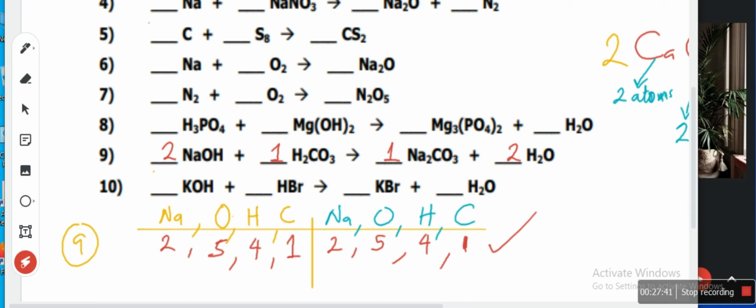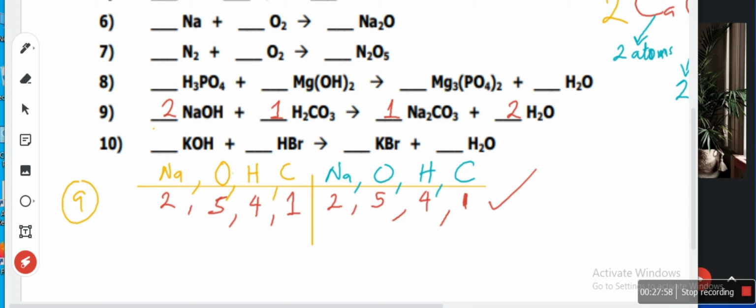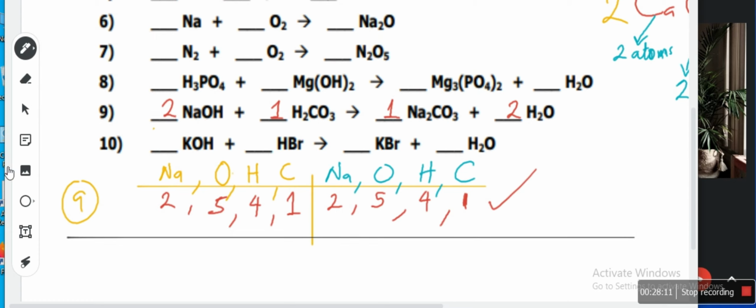Which other example can I use? Let's see. Example number, let's try 10. So this is number 9. So let's do for 10. I'll rule a black line here so that we use that and do for 10. This is for 10 now.